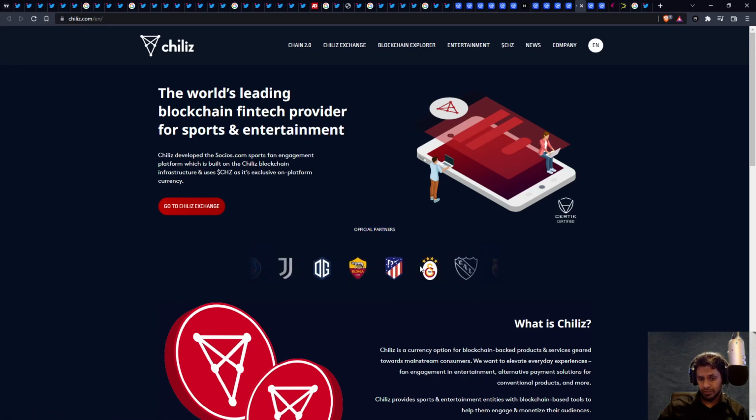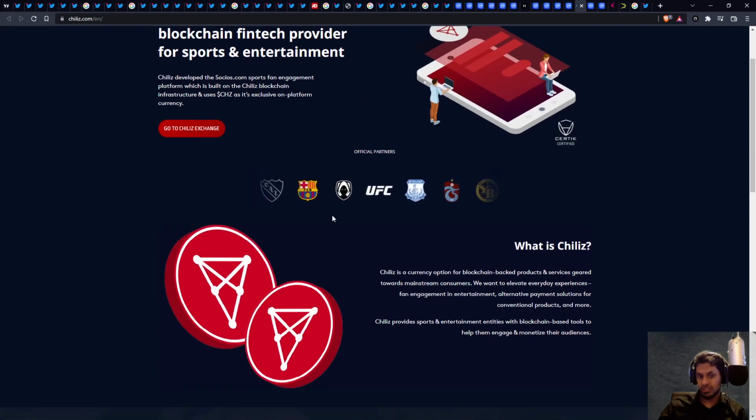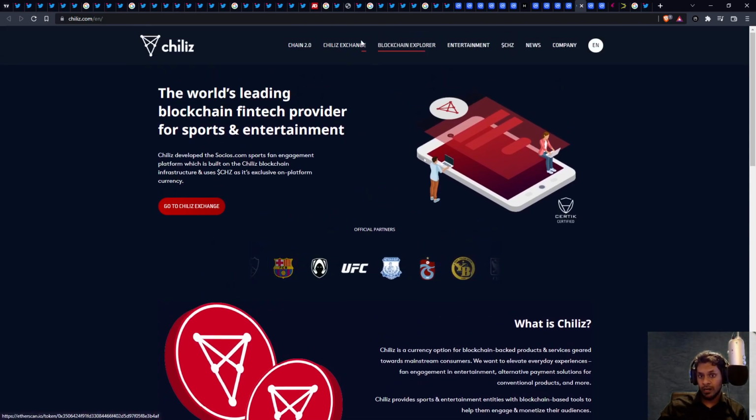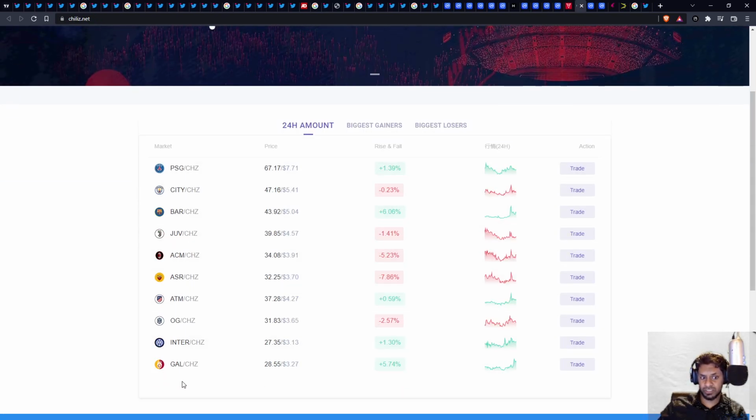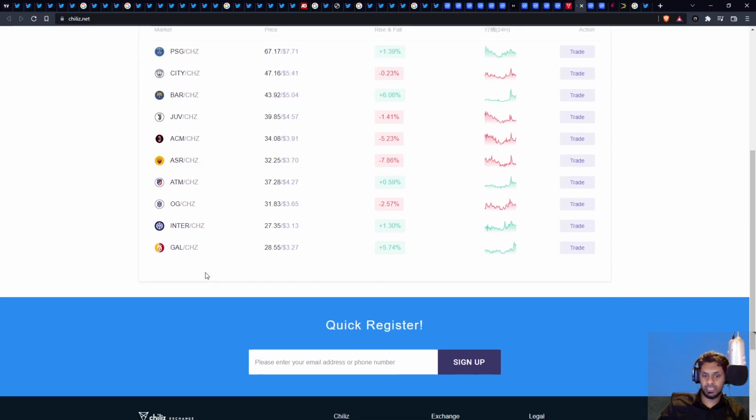They have official partnerships with Galatasaray, Barcelona, and AS Roma. They also have esports teams as official partners, and they have UFC on board. Basically, if you're a big fan of Barcelona, you can buy Chiliz, then go to the Chiliz exchange and swap Chiliz to any desired team that you're cheering for, and then you can get some benefits from it.